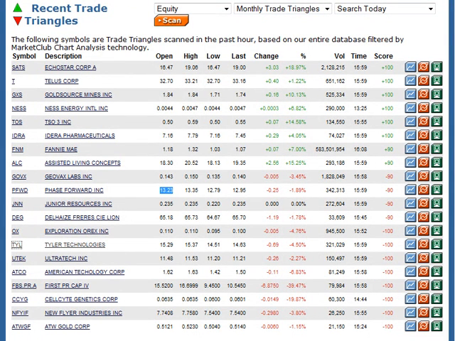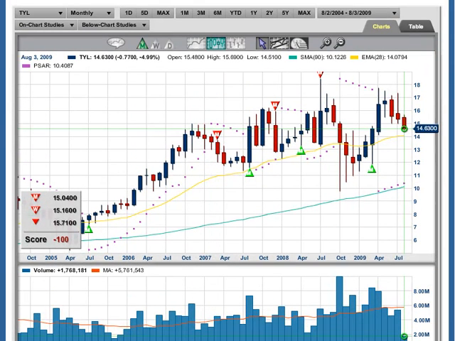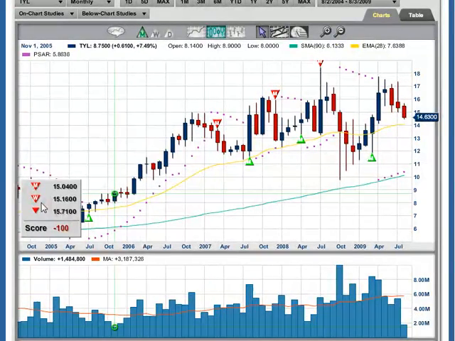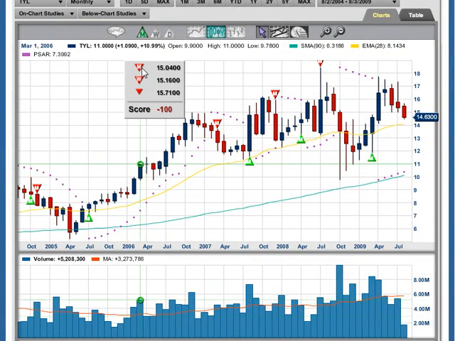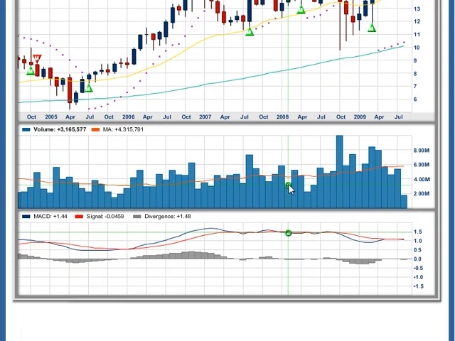So I'm going to open the chart for TYL. Now here's the chart for TYL, and you can see with the trade triangles that at $15.04 we have a negative monthly trade triangle. It hasn't shown up on the chart yet, but tomorrow you will see an M pointing down right here on this candlestick. This is a monthly chart, like I said, because I like to use monthly charts for the trend.